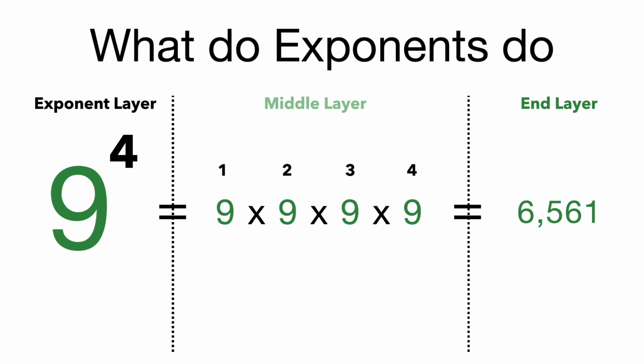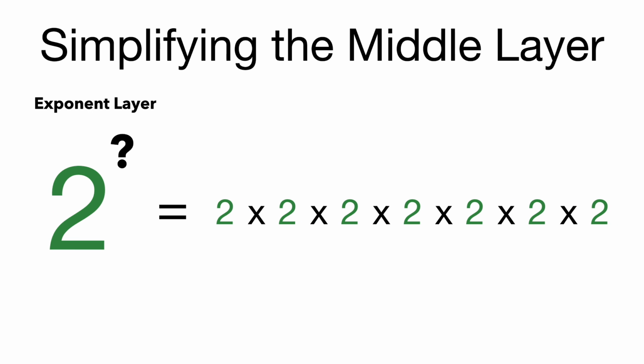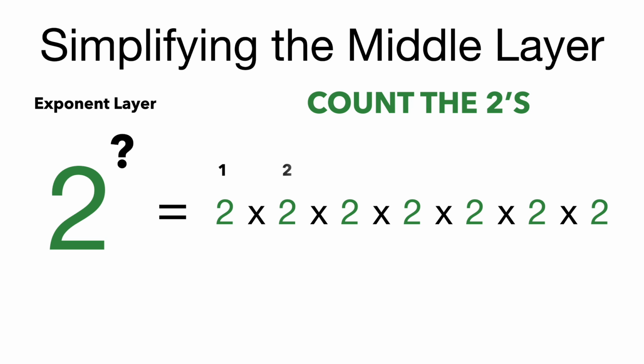And now let's go backwards here. Let's say we're going to simplify from the middle layer to the exponent layer. If we want to do this and we have 2 multiplied by itself quite a few times there, and we don't know what the exponent is, it's very simple. All we do is count up the 2s, and there's 1, 2, 3, 4, 5, 6, 7 2s here. So that means our exponent is going to be 2 to the 7th power.